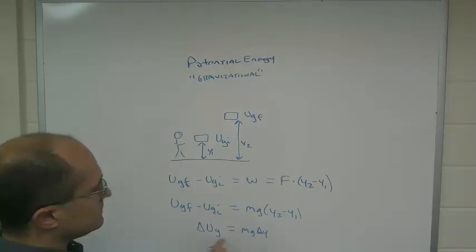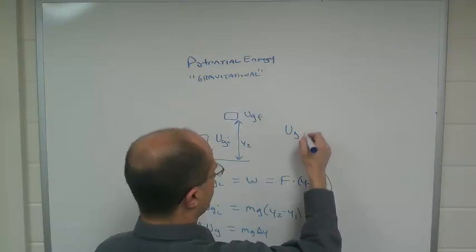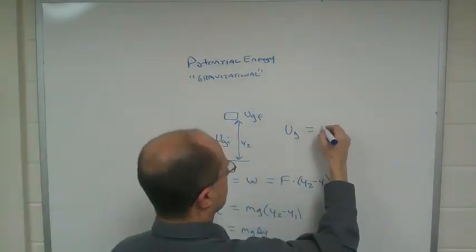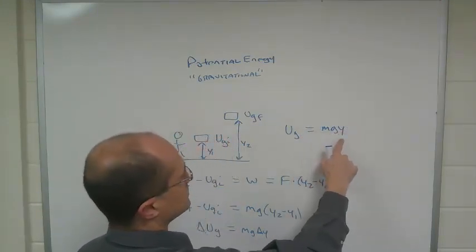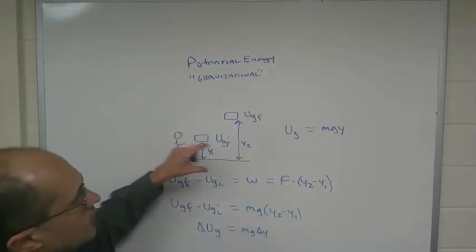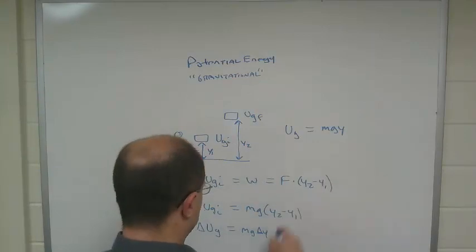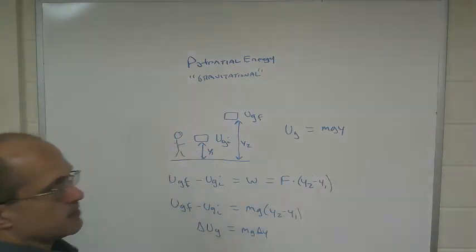So we see that this is the change, but if you wanted to just calculate it for, let's say, either the initial or final, UG is generally given as mg times y. The mass, gravity, times the distance you are above the ground. So UG is mgy, and the change in the height gives you the change in the potential energy.